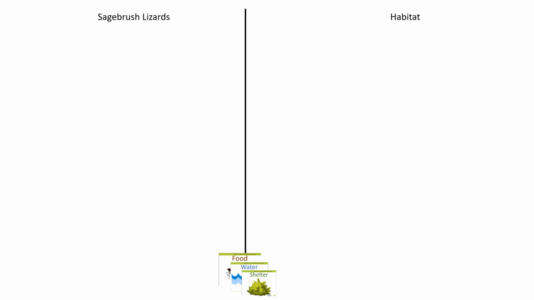To play the food, water, shelter game, you're first going to want to set up a string to separate your space into two separate spaces. One of the sides of the string will be for the sagebrush lizards, and the other side will be for the habitat. You're also going to want to have your food, water, shelter cards available, and probably have a space set up for those cards so that students can quickly switch out which cards they have.